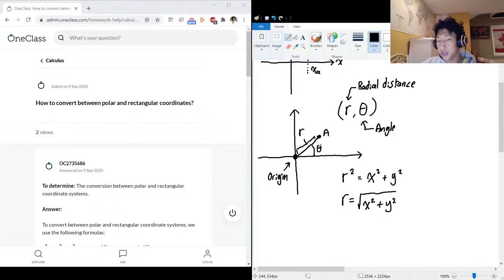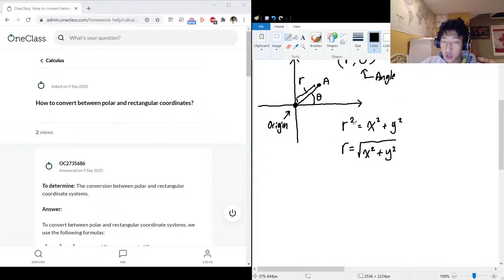How do we find our theta? Our theta value is the angle that our r makes with our 0 degree axis. How do we find that? Well, in a similar way to how we found r, based on the knowledge that this is very similar to a right angle triangle, we can also find theta. So let's say we have a triangle like this.